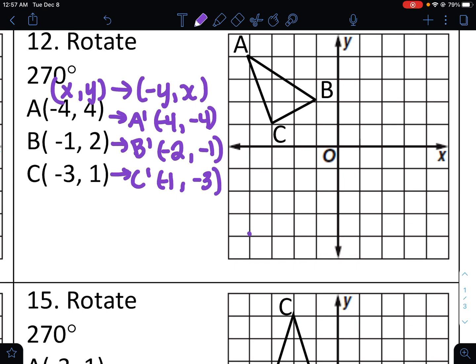So we have -4, -4, A prime. Then we have -2, -1, B prime, and then we have -1, -3. Oops, I went too far, sorry about that. -1, -3 for C prime. And let's go ahead and graph. And that's it.